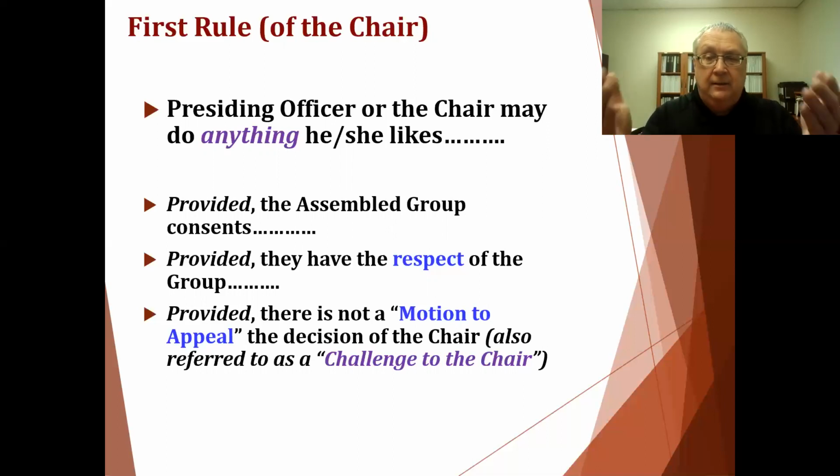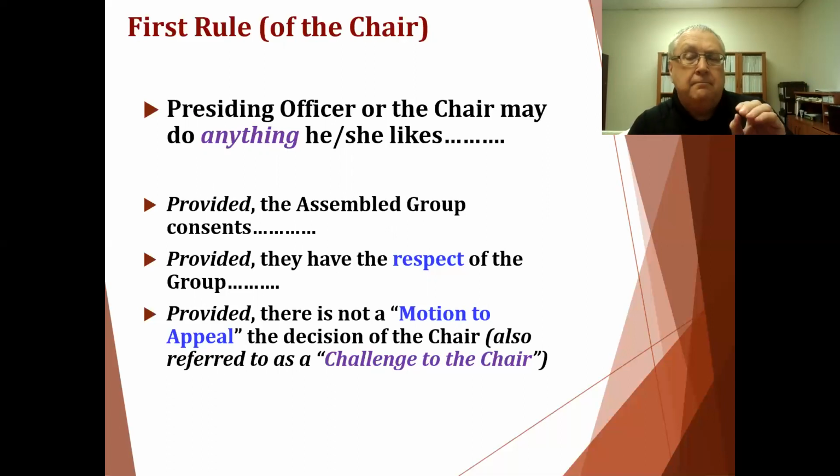And so there's a bit of a balancing act going on here, isn't there? So the presiding officer can take liberties, but they must do so in such a way not to offend the members. What's an example of this?